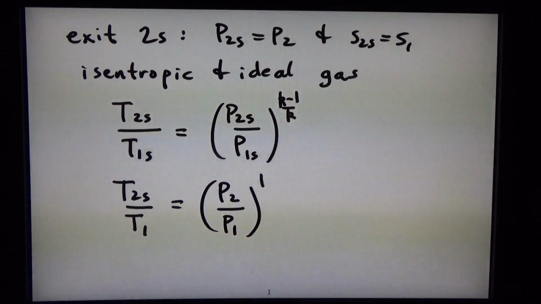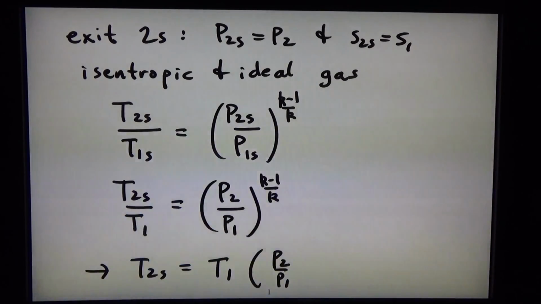Then we add to the power K minus 1 over K. So this will allow us to actually solve for T2S. T2S is T1 times P2 divided by P1 to the power K minus 1 over K. So all we need to do is get the K value. Usually with this equation we would try to get the average K value between T1 and T2. We don't know T2, or in this case T2S, so we can just use the K value at T1.